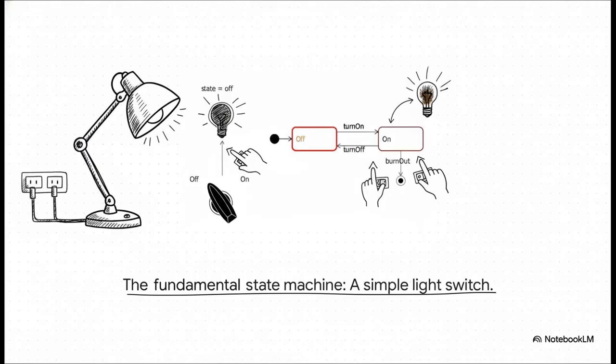Let's start with something as basic as a simple desk lamp. At any given second, that light bulb is in one of 2 distinct conditions, or states. It's either off or it's on. You start at the beginning, an event like turn on moves you to the on state, and turn off brings you right back. And hey, if the bulb burns out, you just follow an arrow to the final state, which terminates the sequence entirely. This simple, elegant loop is the beating heart of all state chart diagrams.